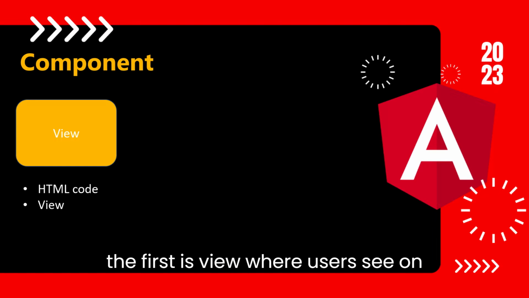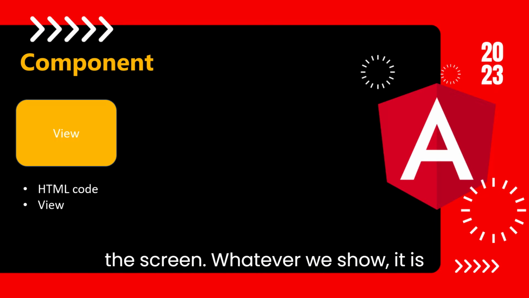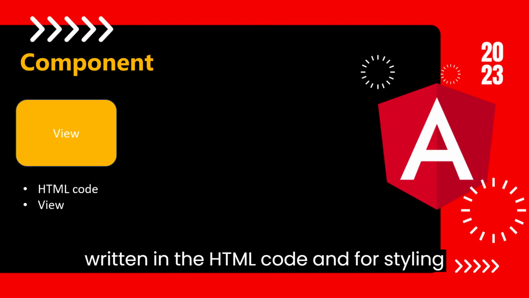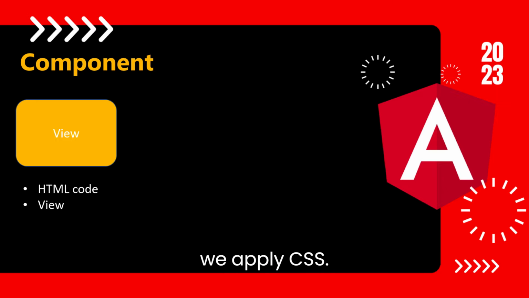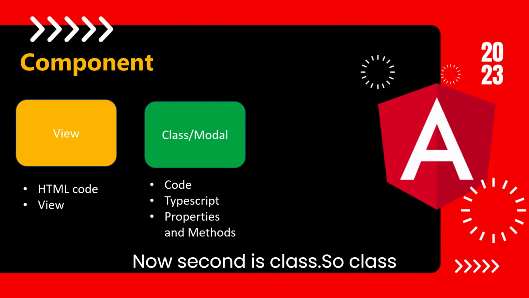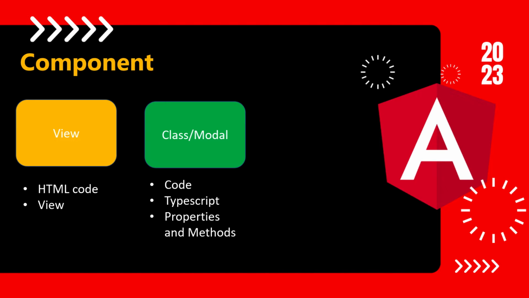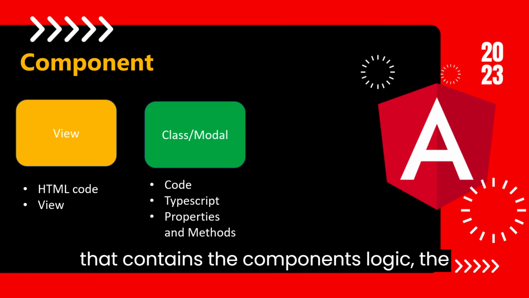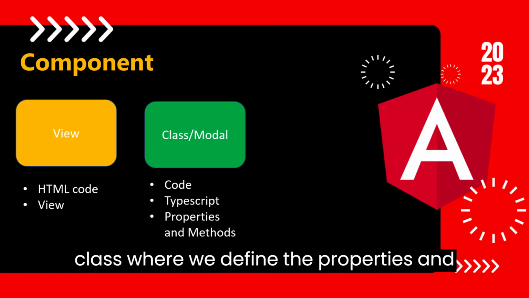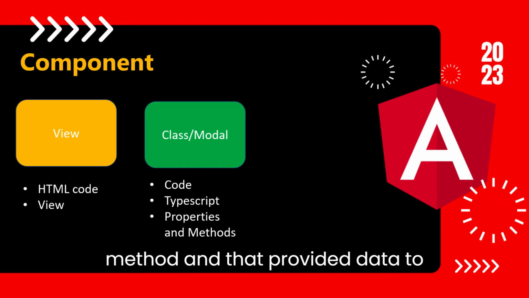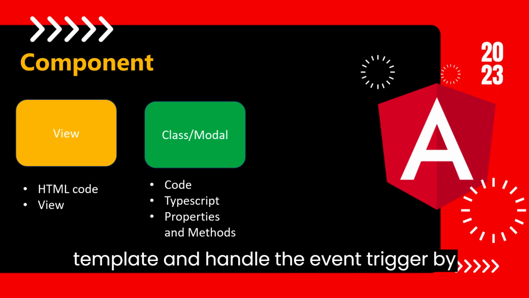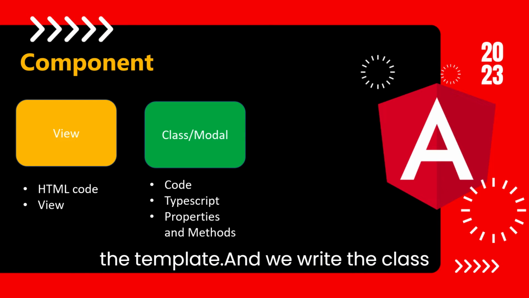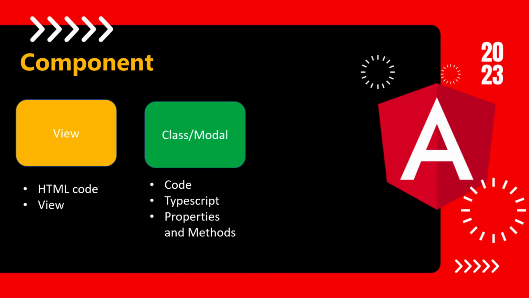So the first is the view, which users see on the screen, whatever we show. It is written in HTML code, and for styling we apply CSS. Now the second is the class. The class contains the component's logic, where we define the properties and methods, and that provides data to the template and handles the events triggered by the template. And we write the class in TypeScript.